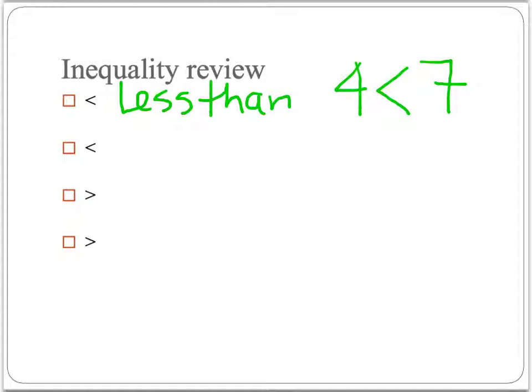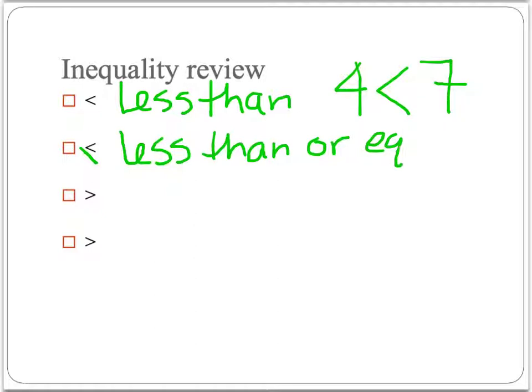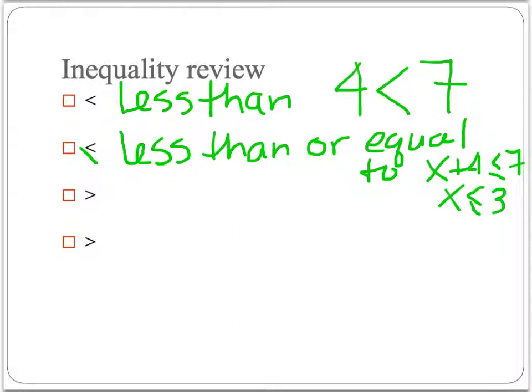This symbol right here with a line under it is less than or equal to. So if I had x plus 4 is less than or equal to 7, that means that x plus 4 could be 7 or it could be less than 7. So my biggest value for x would be 3. So that means x has to be less than or equal to 3.